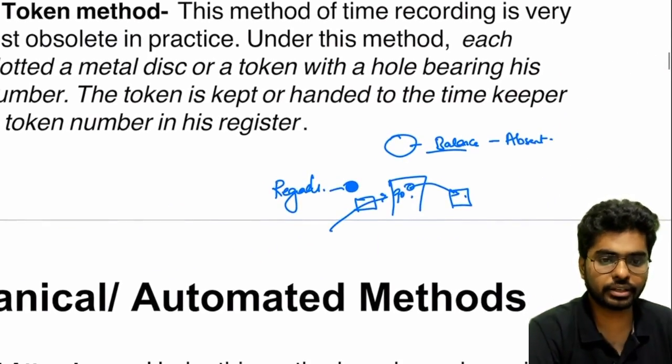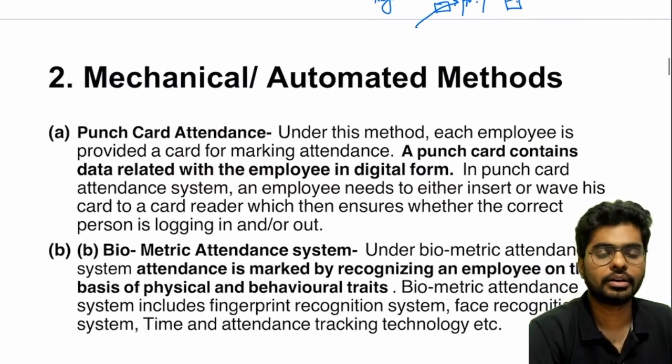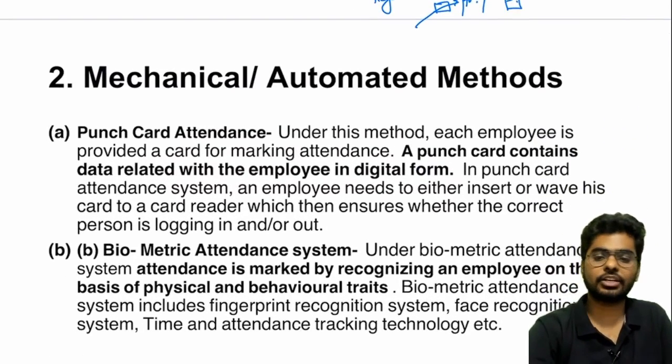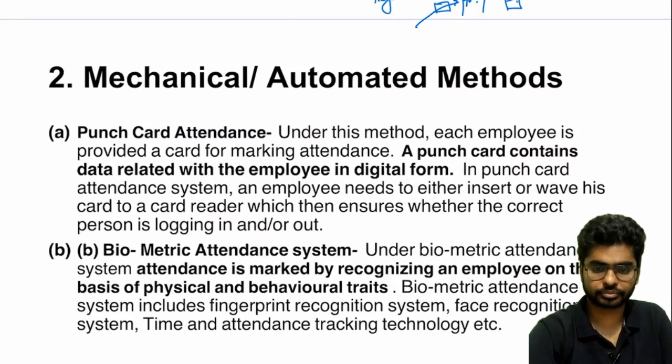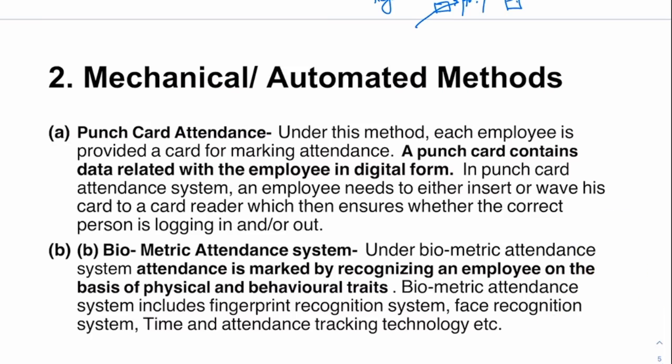The next method is the mechanical method. The mechanical method is basically your punch cards. If you know what a punch card is, basically you would have an ID card. Whenever you are going into the office, at the office entrance, you swipe your credit card, or sorry, swipe your attendance card and go. All the employees' information will be within that card, and you do not require any timekeeper. Whenever you are going in, you mark it and go.